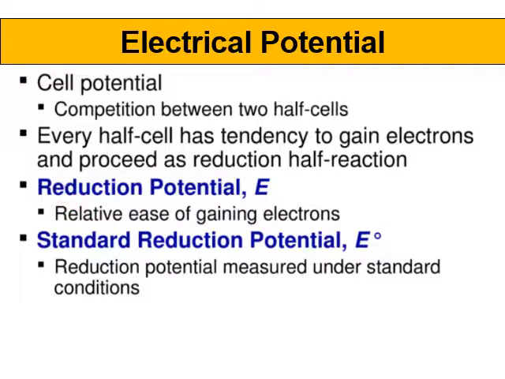Based on this, if it's only the reduction potential, we call it E. This is relatively easy to gain electrons. But if we talk about the standard reduction potential, or E naught, the naught is noted for standard, that is the reduction potential measured under standard condition. Standard condition is where the temperature and the concentration are fixed.